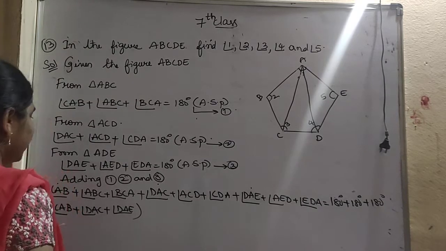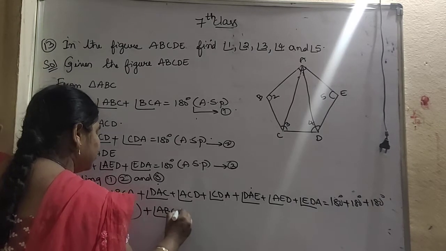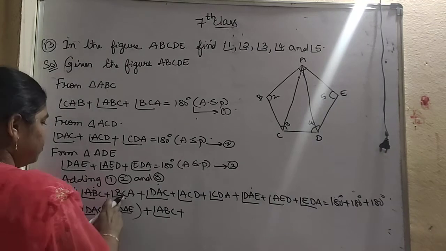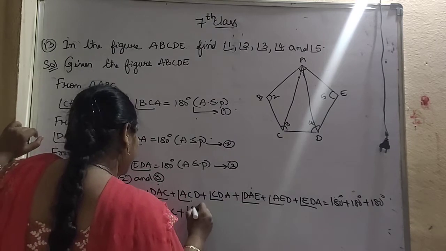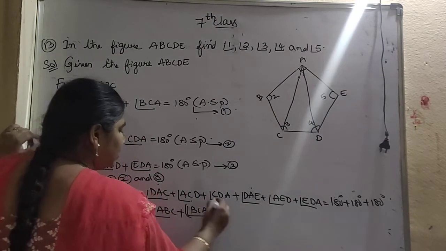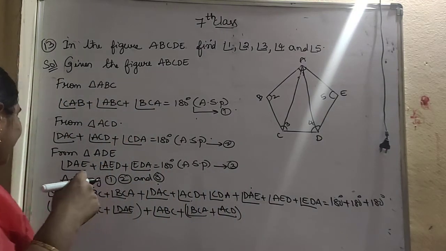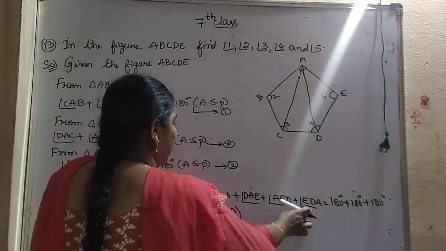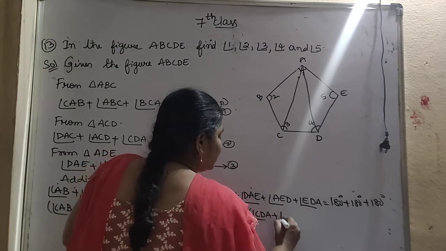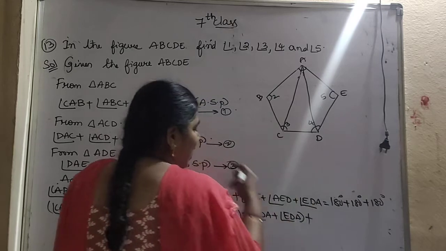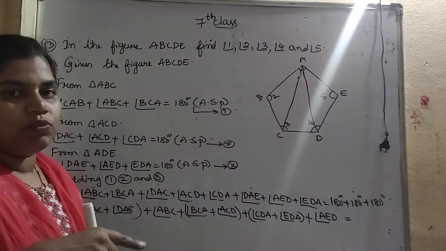Next angle B. Where are you seeing angle B? Only one, I think. Only one angle. That is plus angle ABC. Plus, now C. Where is C? Only two are there. So BCA plus angle ACD. So this is angle C. Now angle D. Where are you seeing angle D? Angle D. And this is angle D. So these two we have to bring together plus angle CDA plus angle EDA plus angle E is only one. So angle AED is equal to 180 plus 180 plus 180.